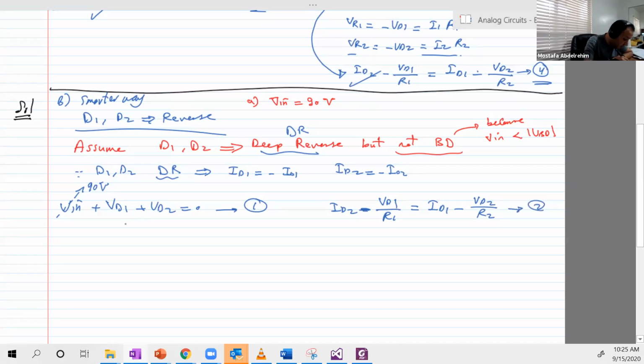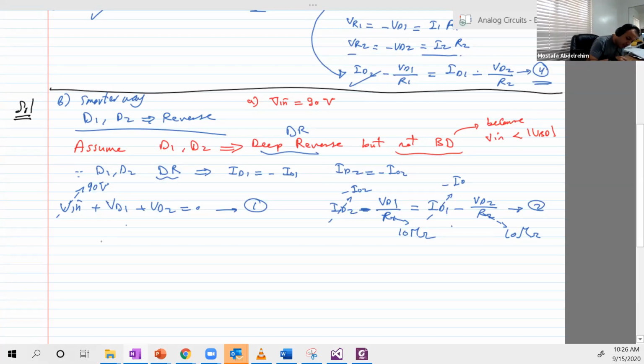So we have two equations and two unknowns. And this guy again is minus I02. This guy is minus I01. R1 is 10 mega ohms. R2 is 10 mega ohms. So there are two equations and two unknowns. We can solve them very simply. And by the way, they are linear. So we avoided all the nonlinear equations, which are the diode 1 equation and diode 2 equation.